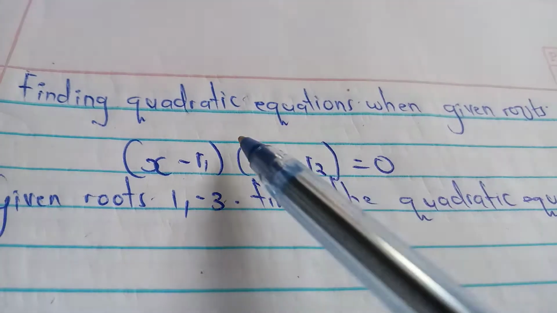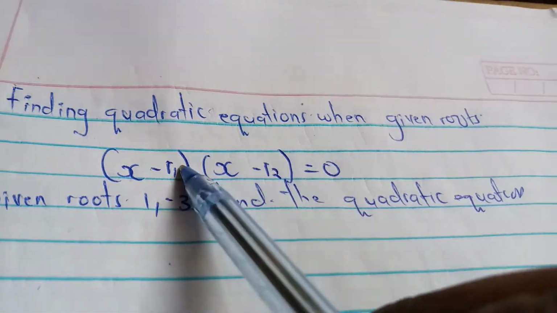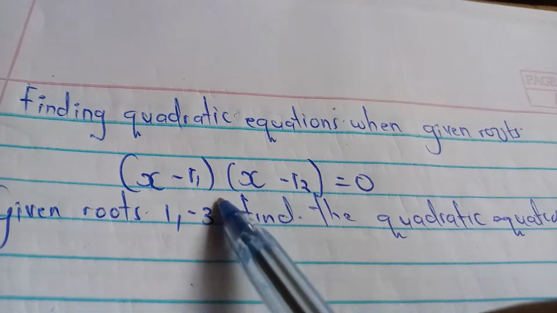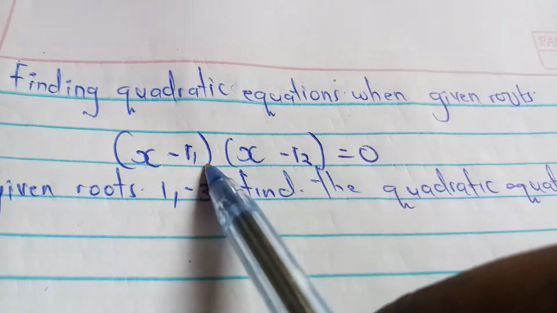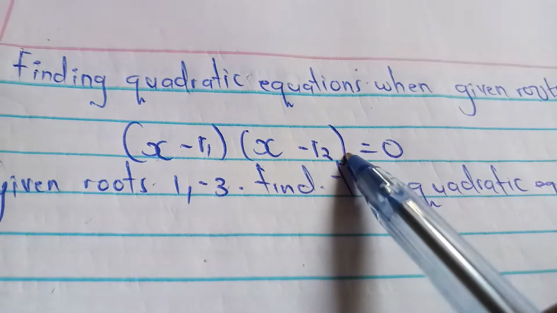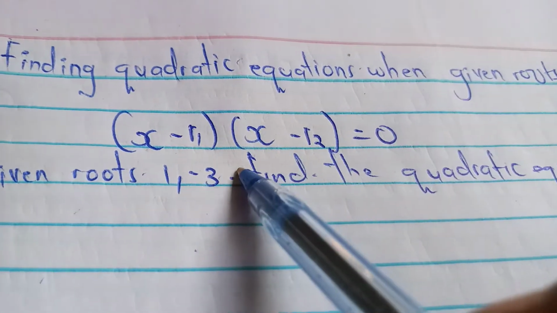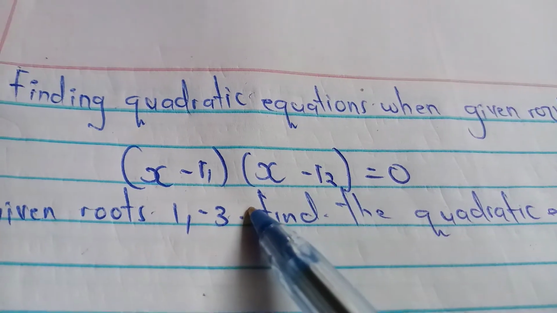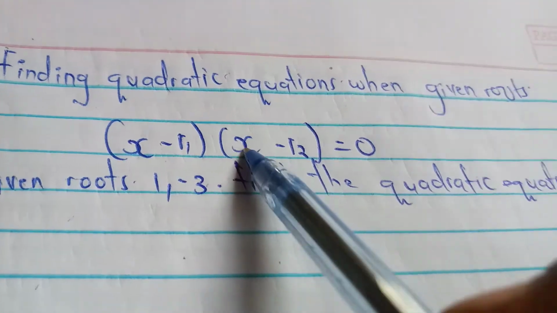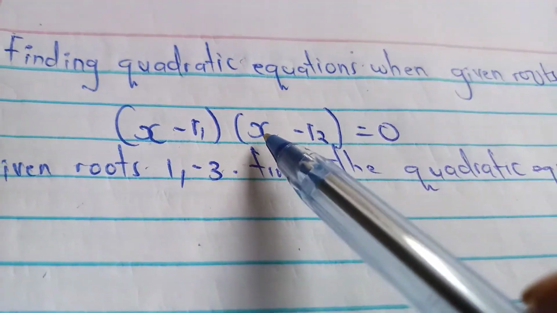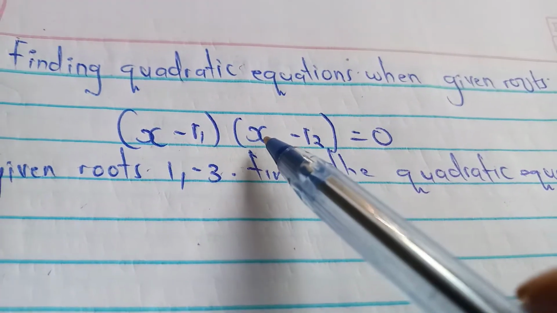The basic formula for forming it is x minus root 1. You close the brackets. Root 1 is the first answer of x that you get. Then x minus root 2, which is the second answer of x that you are given. So this time we are doing it the reverse way. They've given us answers and now they want you to find the formula.